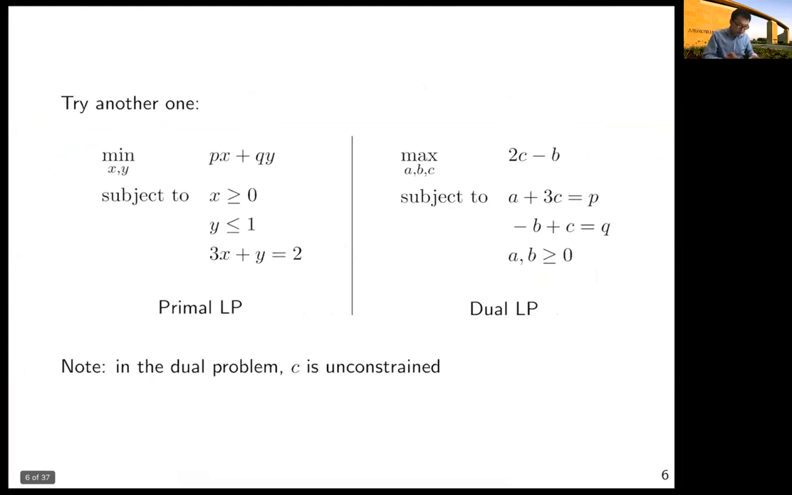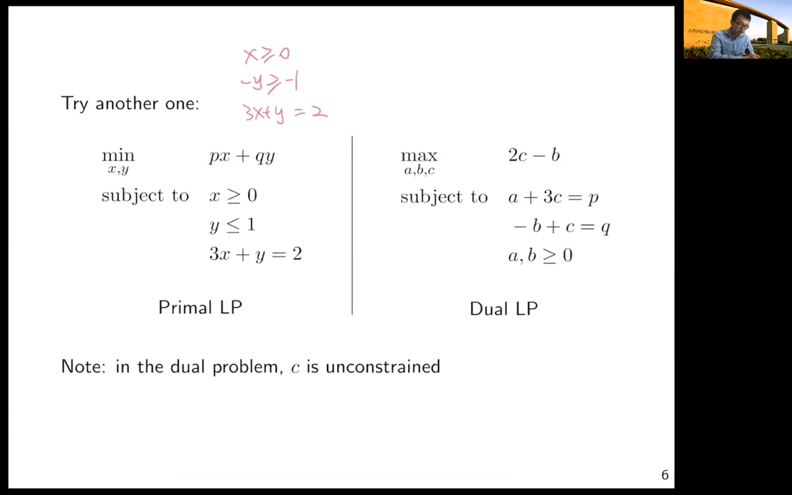Okay, let's maybe try another one. Let's try a more generic problem with an additional equality constraint so that we can make it more general. So take the problem on the left hand side, and let's do the same trick that we did before by first converting everything in the constraints to be something that's larger than 0. So we'll have x larger than 0. We have minus y larger than minus 1. We have 3x plus y equals to 2.